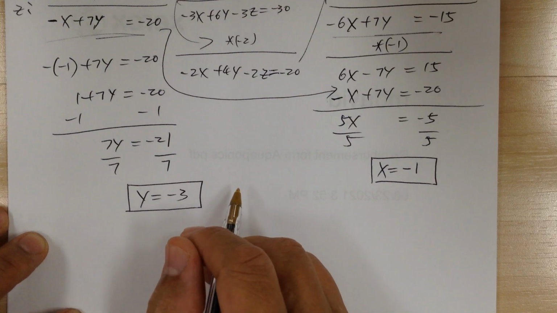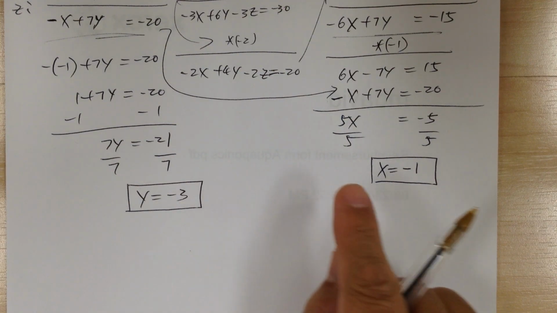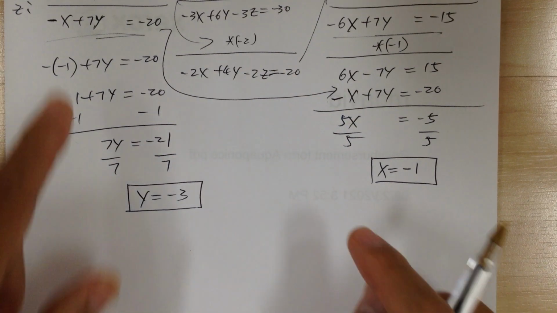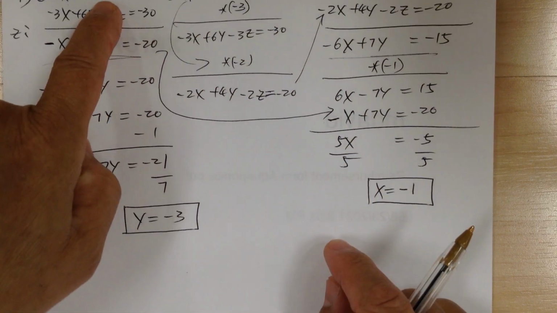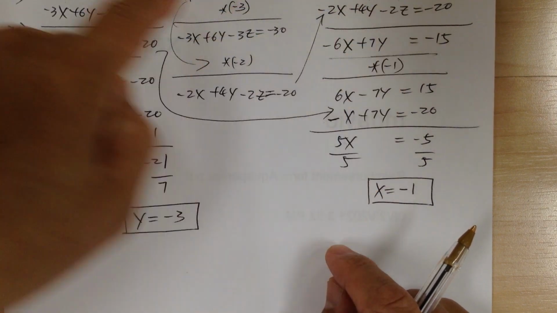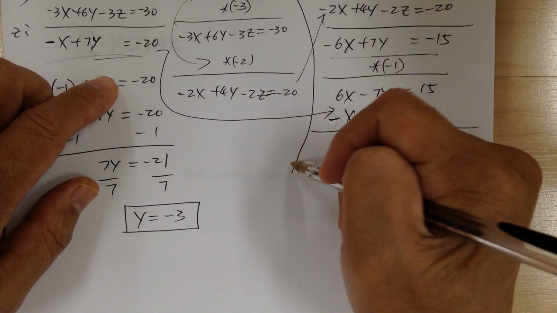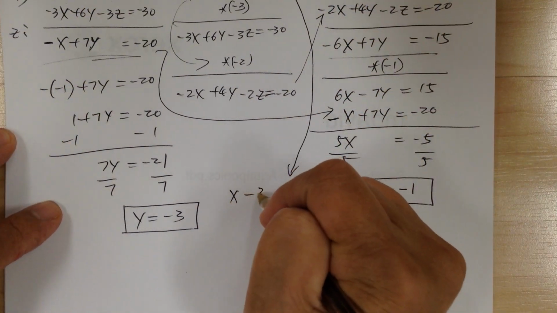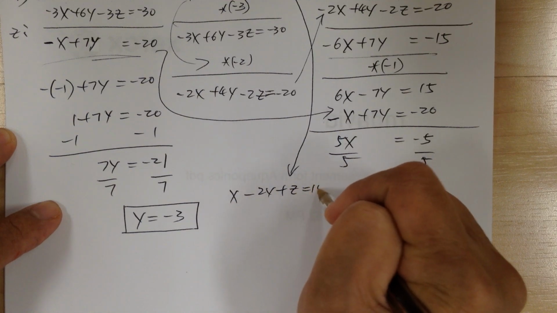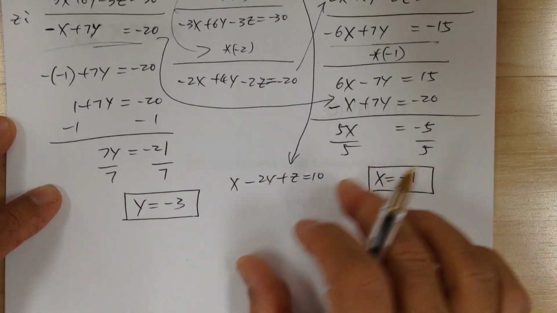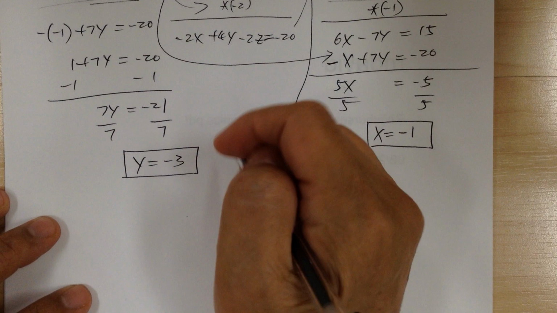Okay? Okay, now we need to look for z. Okay, so choose the easiest equation. Now these are 3z, 1z, 2z, so I'm going to use this one, right? This is the easiest one. So I'm going to use this one down here. So I got x minus 2y plus z equal to 10. I'm writing it again so you can see where it's coming from. Now substitute.